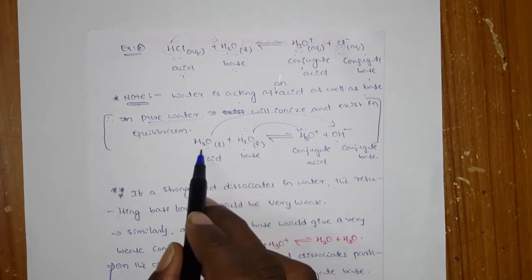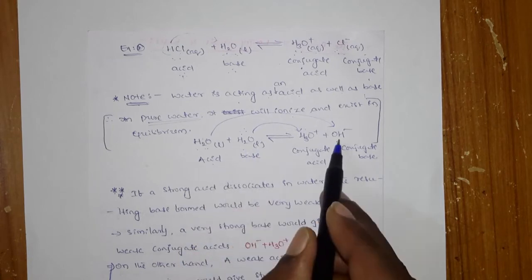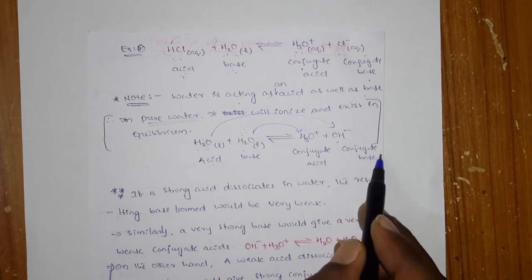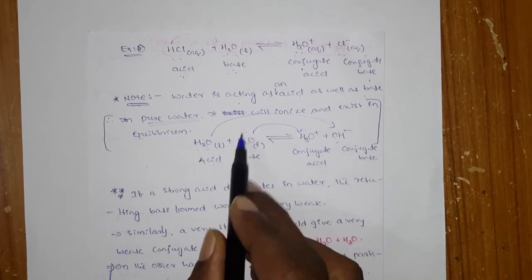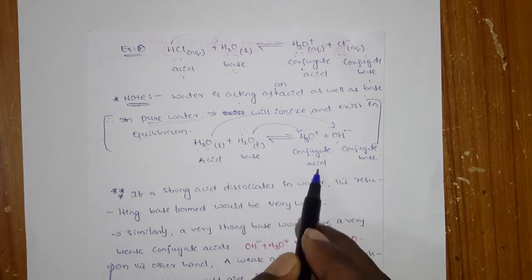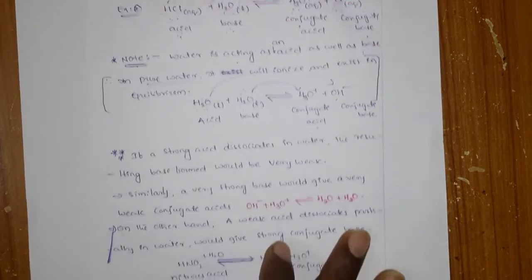Okay, so after that, this H2O has lost an H plus ion, giving the OH minus, so if it is an acid, this is the base and it is a conjugate base. Similarly, H2O is given a proton by the H3O plus. So if it is a base, this is an acid and it is a conjugate acid. Okay, right.